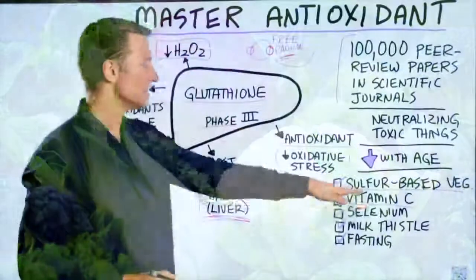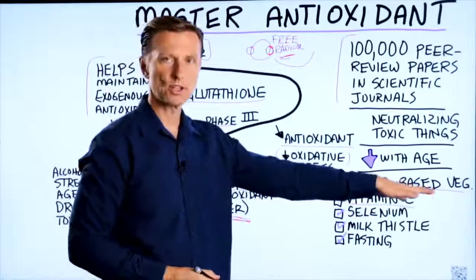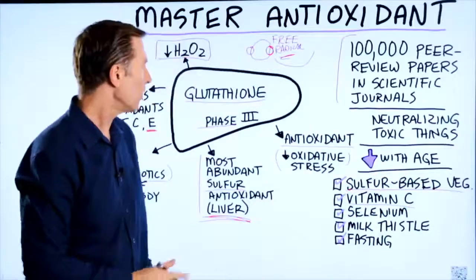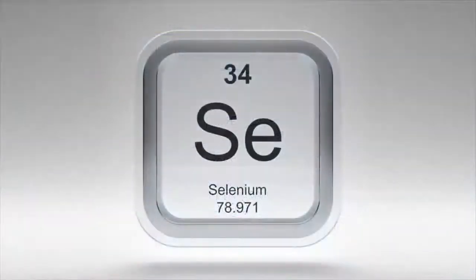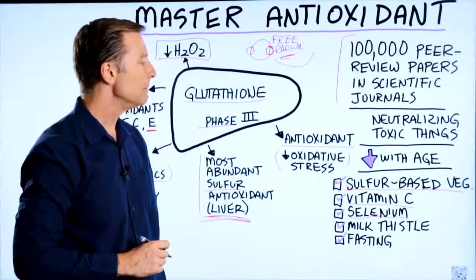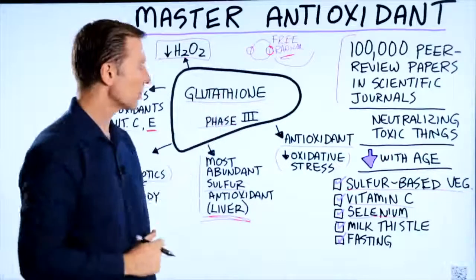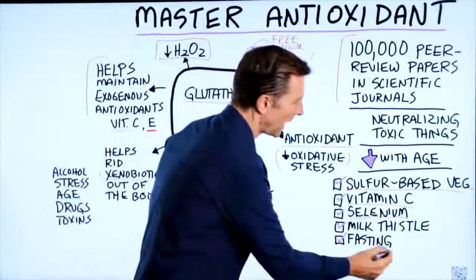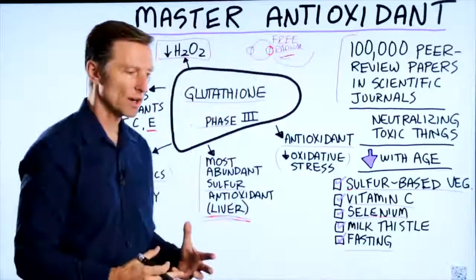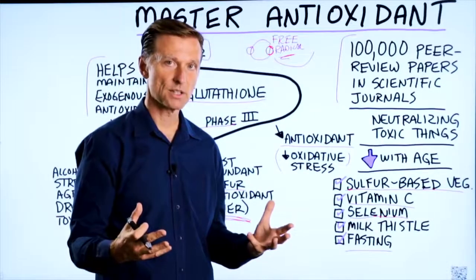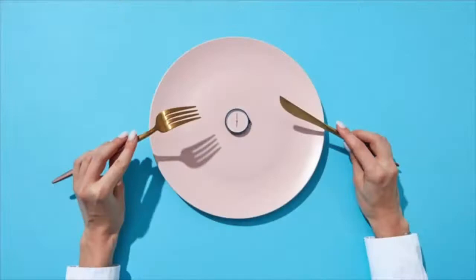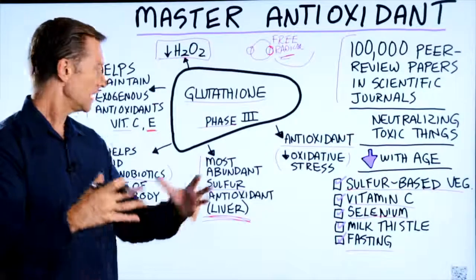Also, getting enough vitamin C from vegetables or other types of vegetables will also help you make more glutathione. Selenium is a good trace mineral to help build up glutathione as well. Milk thistle strengthens the liver cell, so then your body can make more glutathione. And also fasting will increase the network of antioxidants to the body, which is actually quite fascinating. You would think that by not eating, it would shrink the pool of antioxidants. It does just the reverse, it increases.